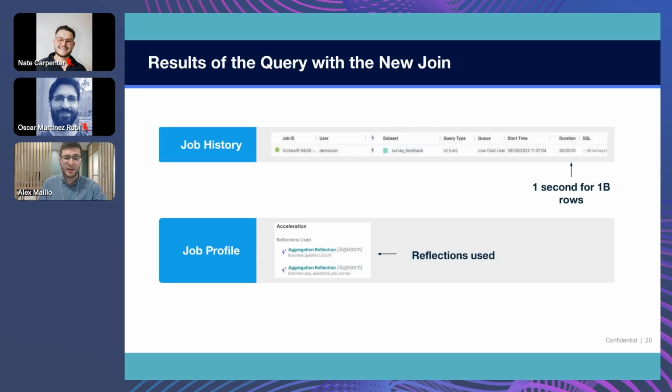So after we have all the reflections prepared, we can execute the query and check the job history in Dremio to see that we get around 1 second of execution time for 1 billion rows, and that the job used both reflections we created to finish faster.